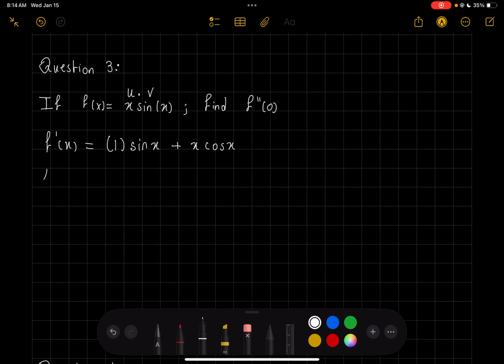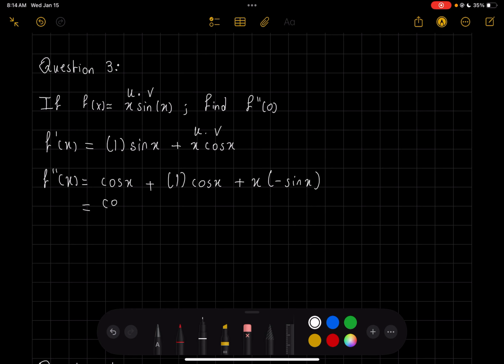And my second derivative, the derivative of sine x is going to be cosine x. And then the derivative of x cosine x is going to be u times v again. So it's going to be u prime v plus u v prime.